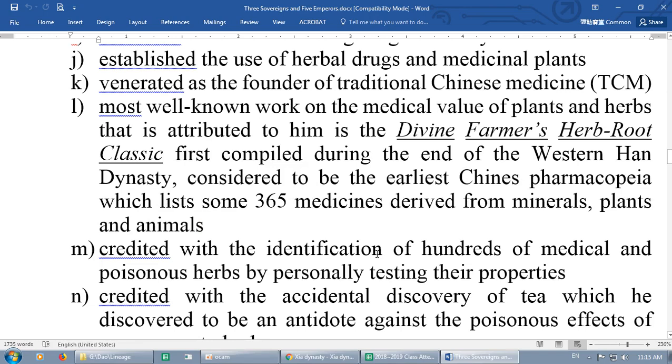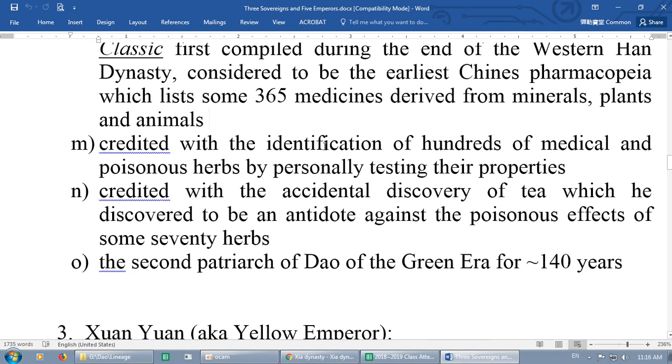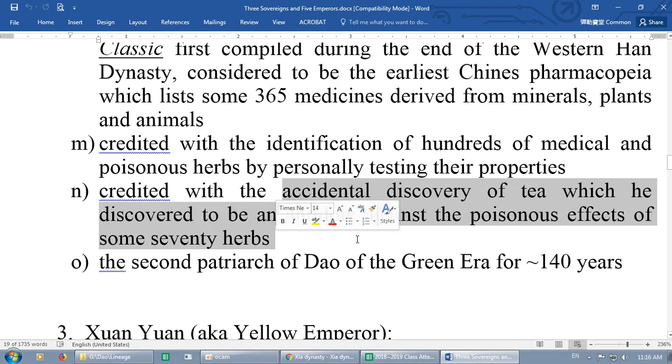You believe that? So supposedly, Shennong started all that. Very interesting. He's also credited with identifying hundreds of medicinal and poisonous herbs by personally tasting them or testing them on himself. And supposedly that's how he died, on one of them. He's also credited with the accidental discovery of tea, which he found to be an antidote against the poisonous effects of some 70 different herbs.